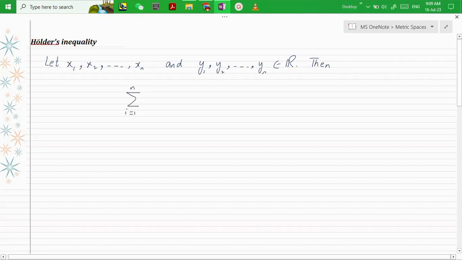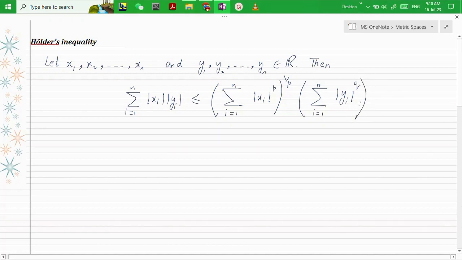the summation i from 1 to n of mod of xi times mod of yi is less than or equal to the summation i from 1 to n of mod of xi power p, raised to the power 1 by p, into the summation i from 1 to n of mod of yi power q, whole power 1 by q.